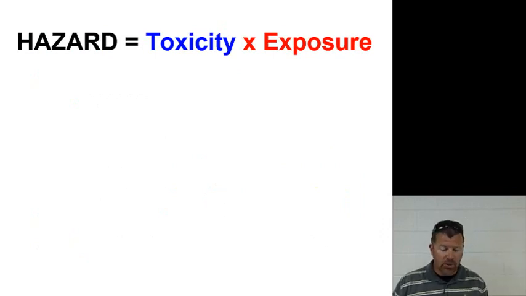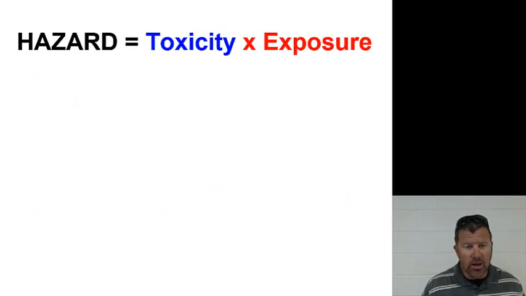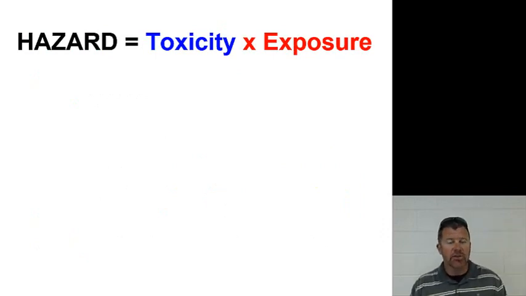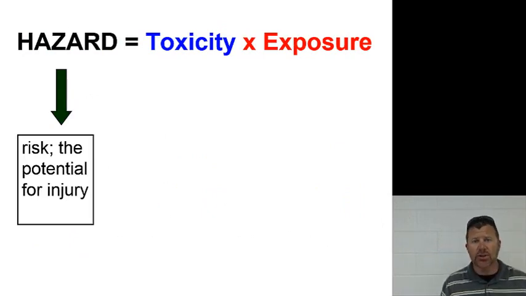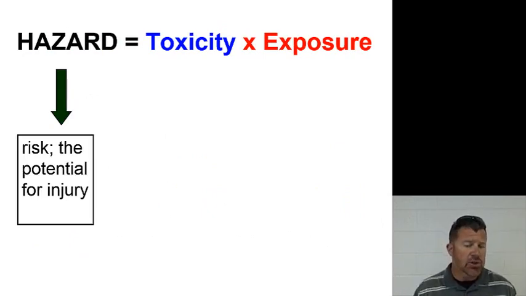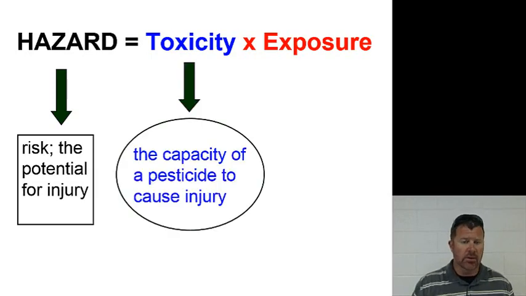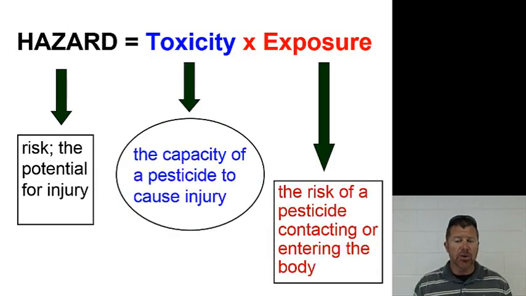Now we're going to start talking about hazard, which is simply toxicity times exposure. The book talks about it, and it's a good little reading in your book. Hazard is the risk, or the potential for injury. Toxicity is the capacity of the pesticide to cause injury, and exposure is the risk of the pesticide entering or contacting the body. So simply put, hazard is toxicity times exposure.